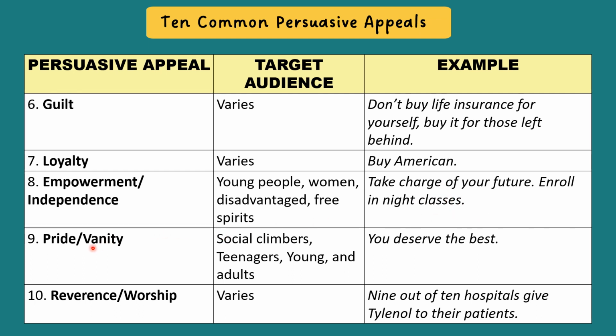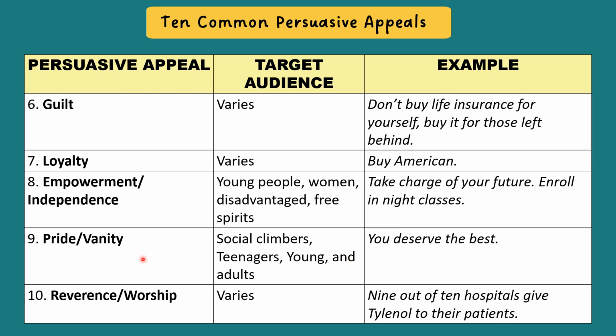Another persuasive appeal is pride or vanity. The target audience for pride or vanity are social climbers, teenagers, or young adults. Example, you deserve the best. The pride here is that you deserve the best, this product, because you deserve the best.